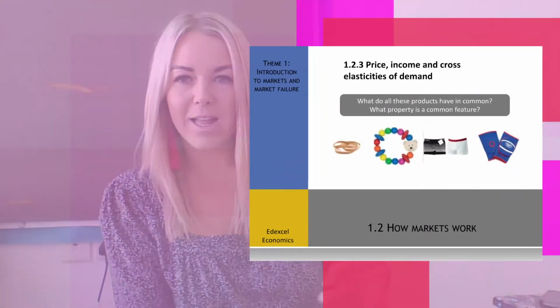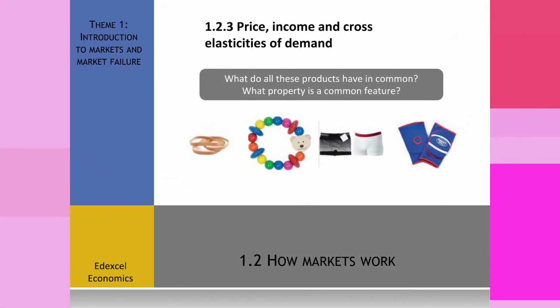So firstly, let's just look at where this fits into our curriculum. This relates to theme 1, which is our markets, and looking at markets and how they fail. Specifically, it relates to 1.2.3, price, income, and cross-elasticities of demand.